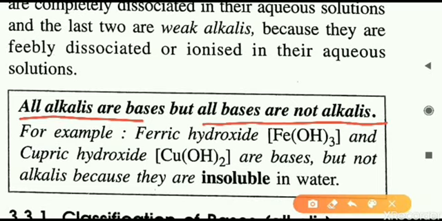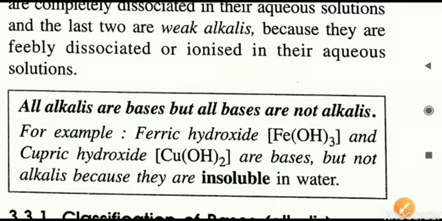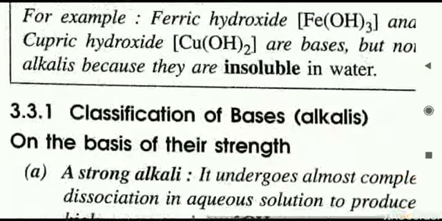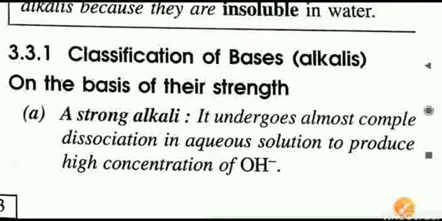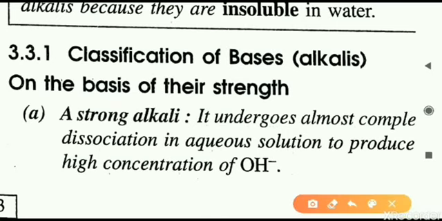Now we will do the classification of the bases like we have done in the case of acids. Here we have the classification of bases or alkalis. First is on the basis of strength, that is, we can classify the bases into strong and weak, strong alkali or weak alkali. So strong ones are what? Those which completely dissociate and produce a high concentration of OH negative ions.